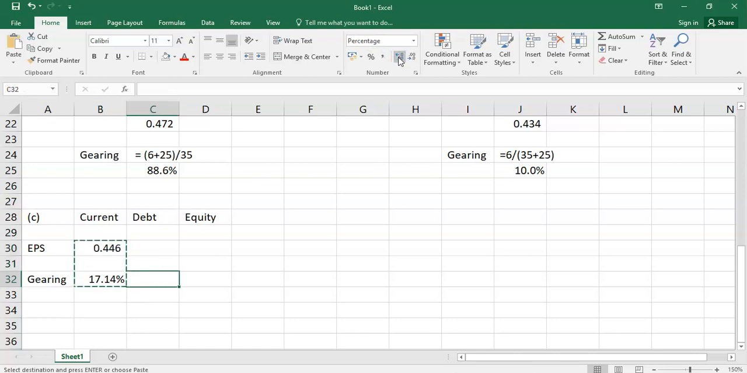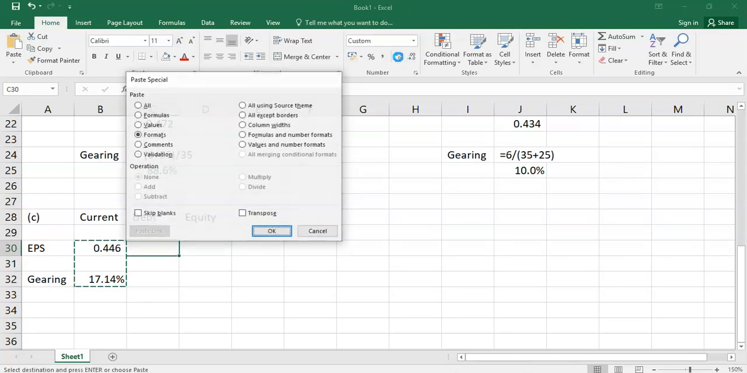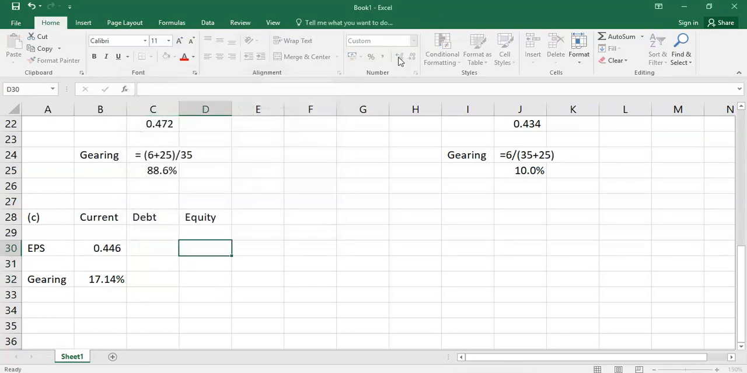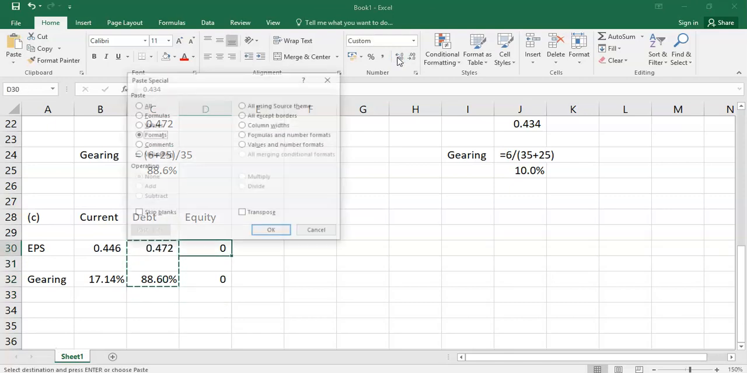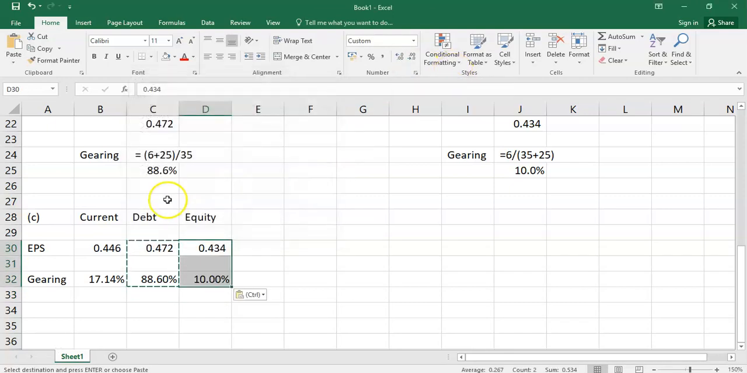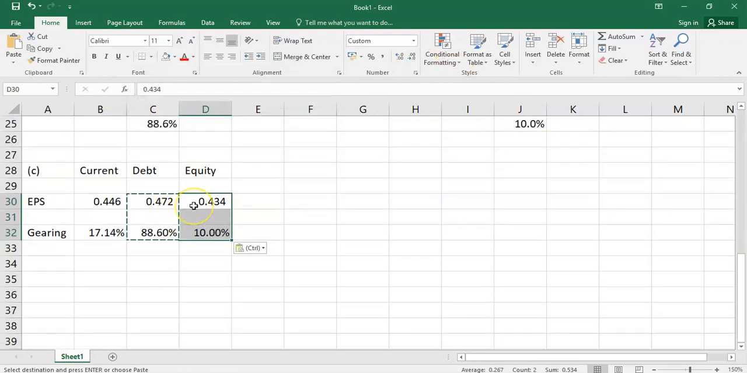I'll just copy those across. So in this case, it was 0.472 for the debt and 0.434 for the equity, and 88.6% and 10%. Just copy those to make sure we use all the same format. So there's no harm doing that because it's nice and neat and you won't make any mistakes.